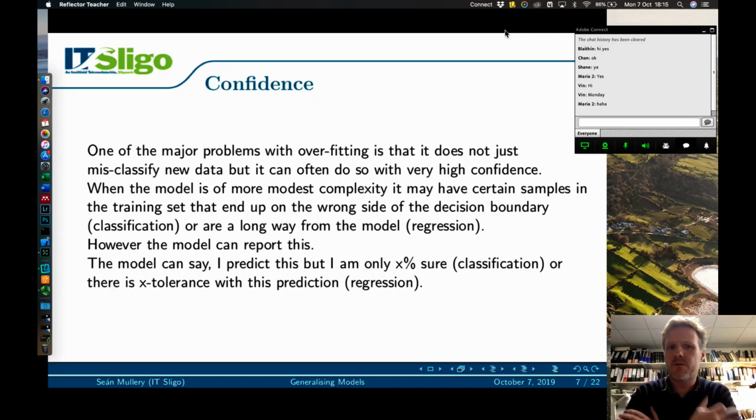So when the model is of more modest complexity, it may have certain samples in the training set that end up on the wrong side of the decision boundary in classification, or a long way from the model in regression. However, the model can report that. It can kind of say to you, look, I'm unsure about these particular ones. It can say that we predict this, but I'm only X% sure for classification, or with a certain tolerance with regression. But with overfitting, it tends to be overconfident as well.